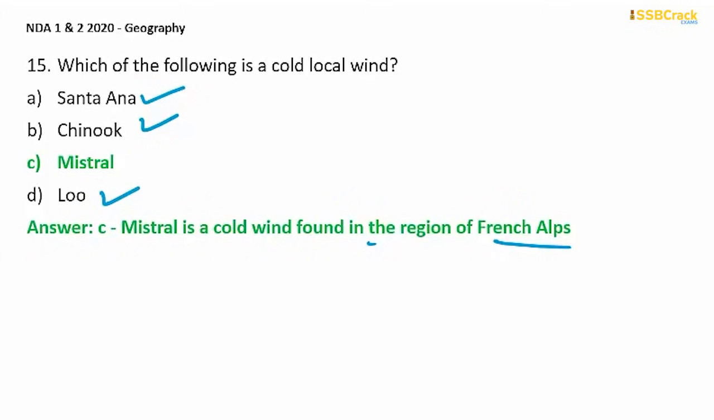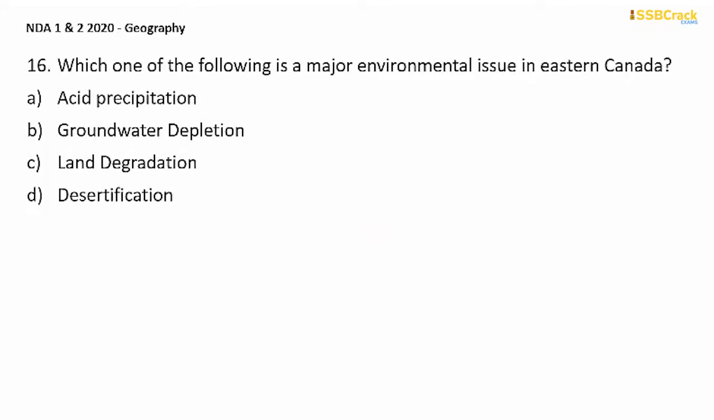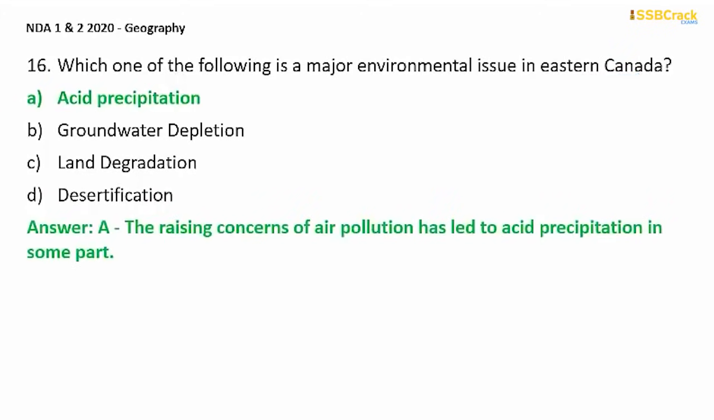Moving on to our next question. Which one of the following is a major environmental issue in Eastern Canada? If you're updated with current affairs across the world related to environmental issues, then you'll find that in the Eastern Canada region, they are currently suffering from a huge amount of air pollution, which has led to acid precipitation or acid rain in some regions. Also, they have many other problems as well, but majorly air pollution is the major problem as of now.